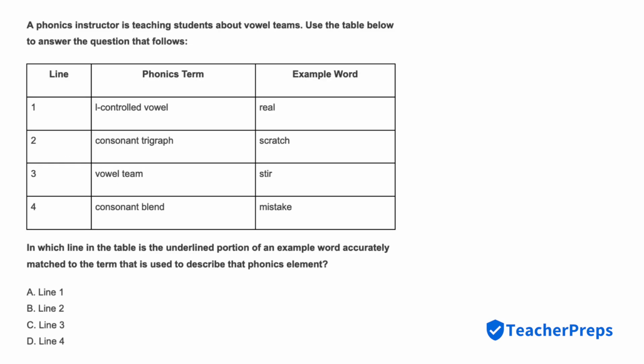Next up, a phonics instructor is teaching students about vowel teams. Use the table below to answer the question that follows. Take a look at the table and the question. Come back when you're ready for the answer. The correct answer here is letter C. The underlined phonics element in the word stir, IR, is a vowel team. A vowel team, remember, is a sequence of two or more letters that represent a single vowel sound. For example, the OA in boat.